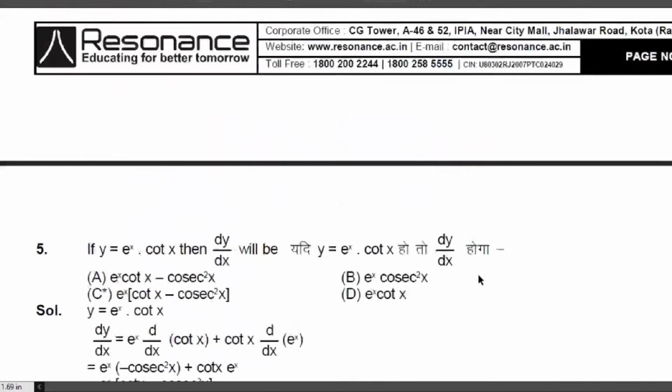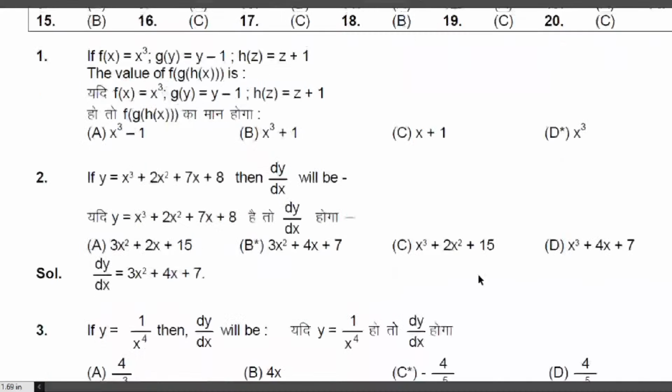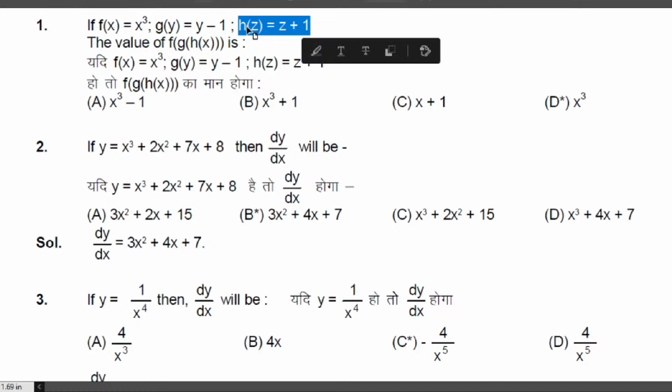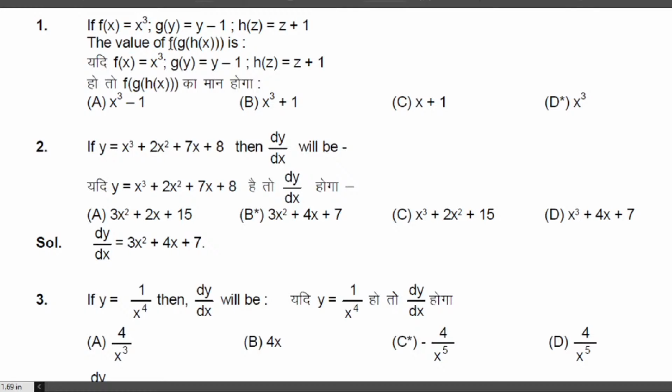So in the second PDF, this is the first problem. What is he saying? In the first problem, he's saying if f of x equals x cube, g of y equals y minus 1, and h of z is equal to z plus 1, then he's asking what is f of g of h of x. Okay, what is f of g of h of x?